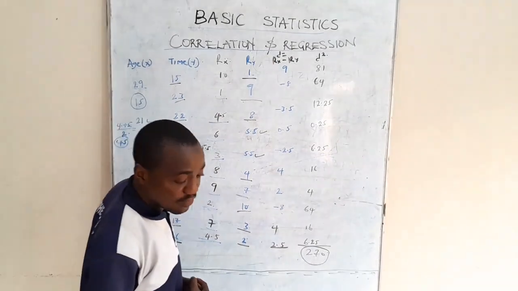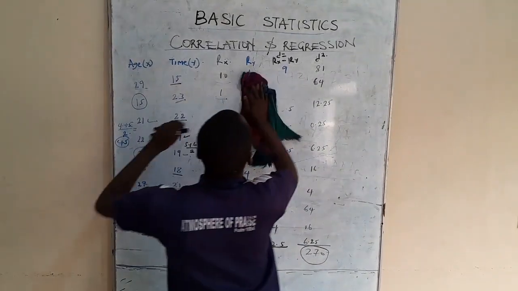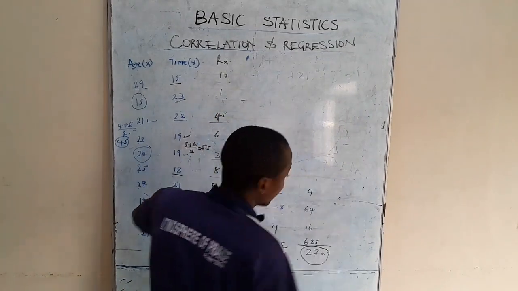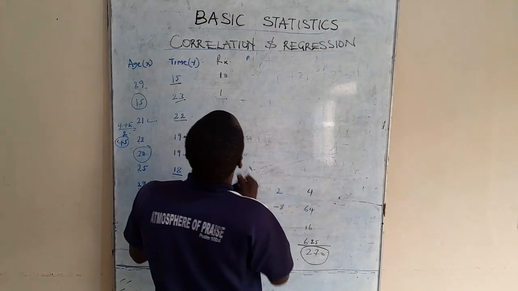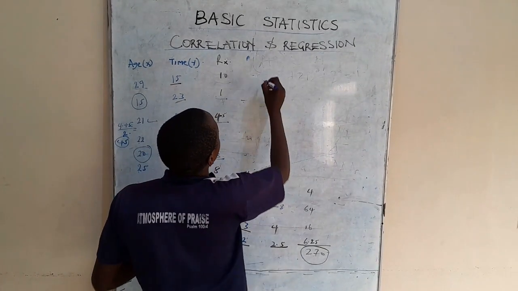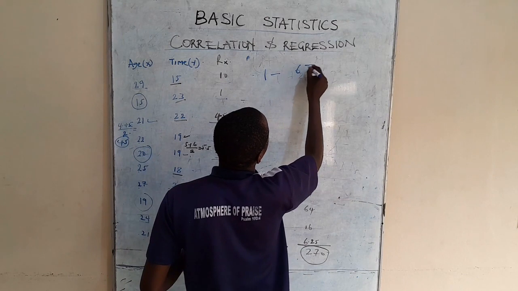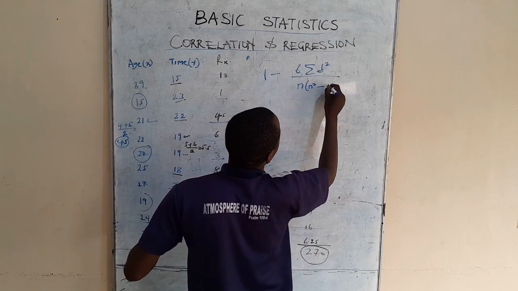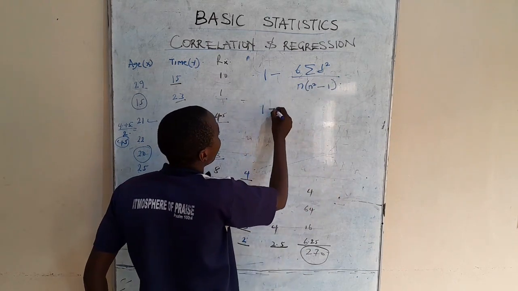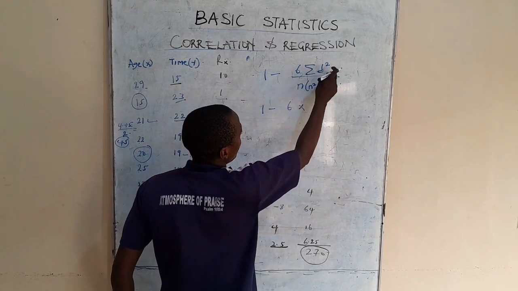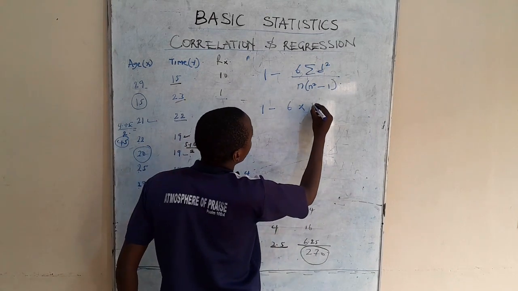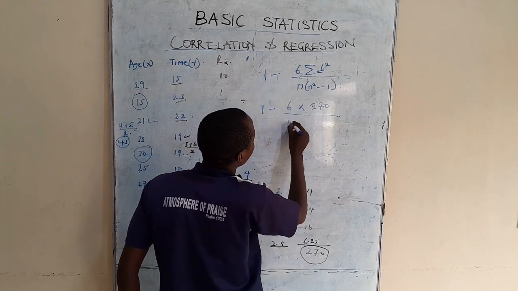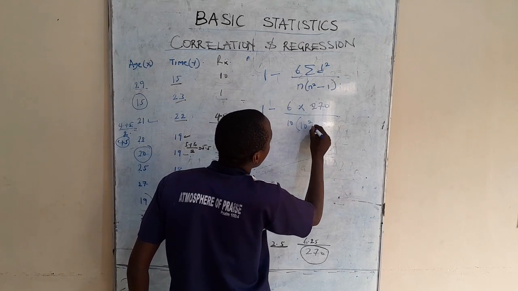So now that we've got our 270, we go back to our formula for the Spearman rank. From the formula we have 1 minus 6 summation d squared over n into n squared minus 1. Now we have 1 minus 6 times our summation d, which is 270, divided by what? Our n here is 10. So we have 10 raised to the power 2 minus 1.